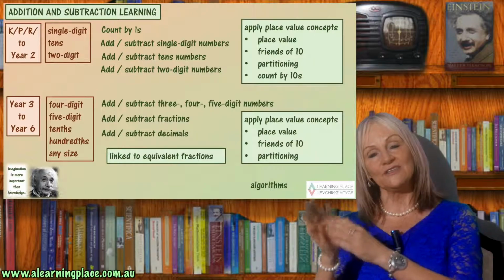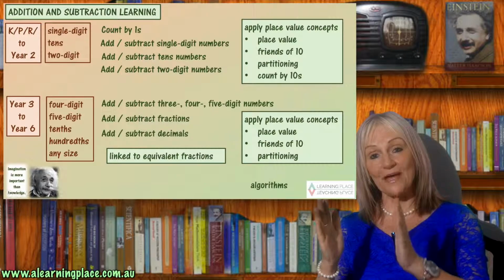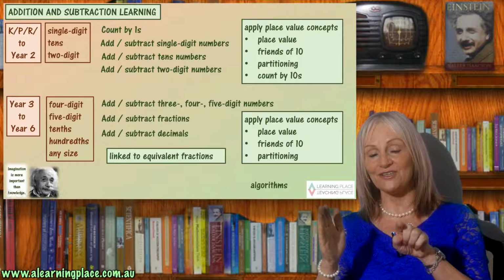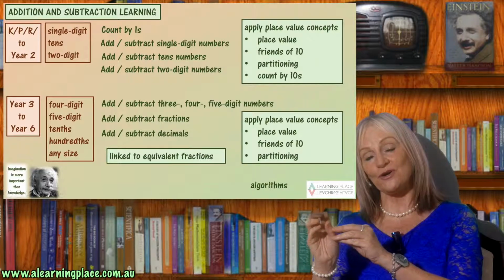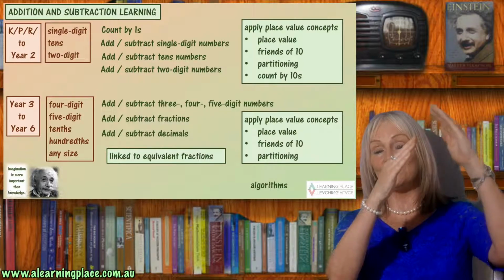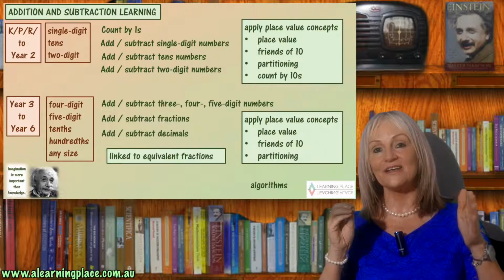For subtraction, 12 take away 5, we'll start with 12. We want to jump back to a place value which is 10. We're going to use place value to take away 2. 12 is 10 and 2. Take away the 2, we've got the 10. We've partitioned the 5 into 2 and 3. Take away the 3, we've now got 7.